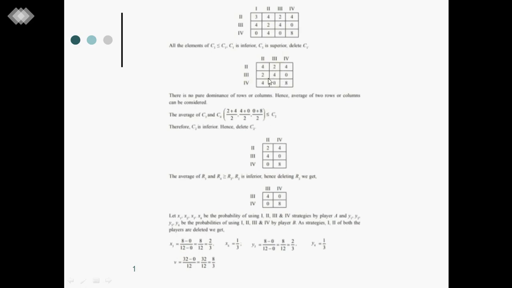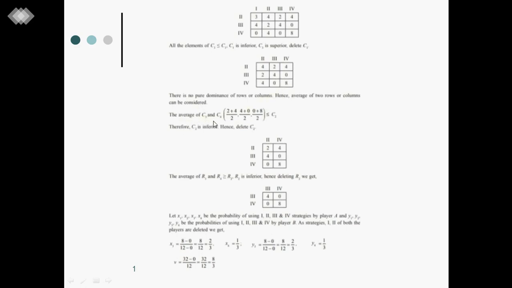Now, if you observe, no row dominates any row, and no column dominates any column. In the theoretical concept we discussed row dominance, column dominance, then average or modified row or column dominance. When no row dominates any row, or no column dominates any column, as you can see here by comparing, then you have to go for grouping or taking the average. There is no pure dominance of rows or columns, hence the average of 2 rows or columns can be considered. Again, it is by observation or inspection.